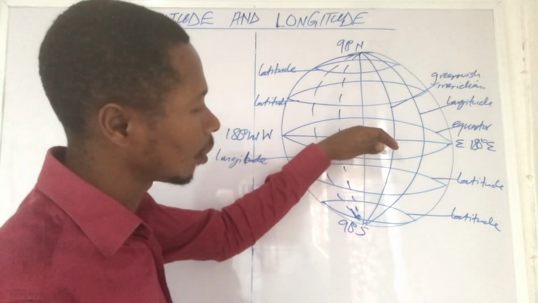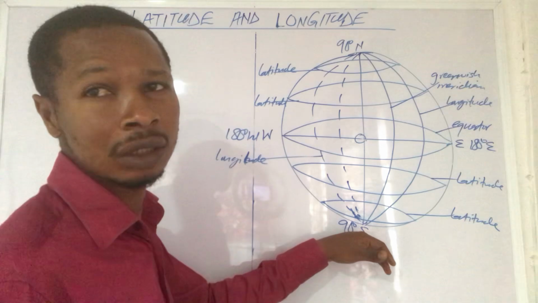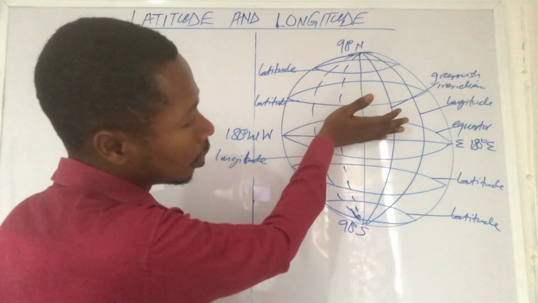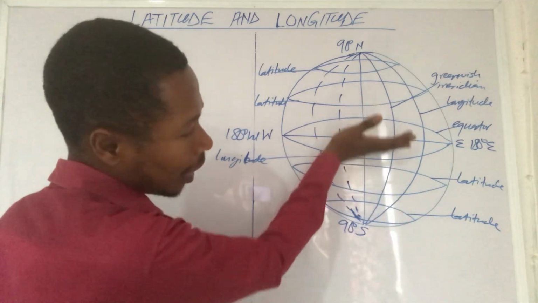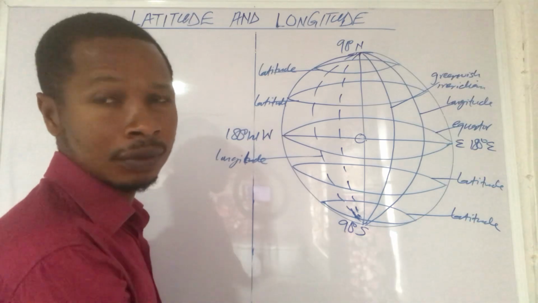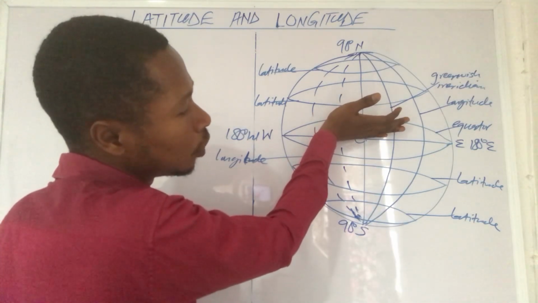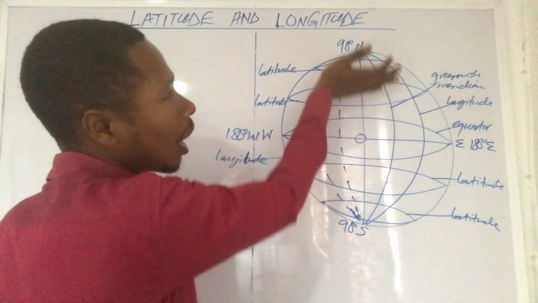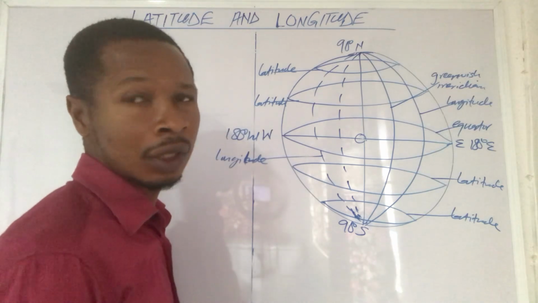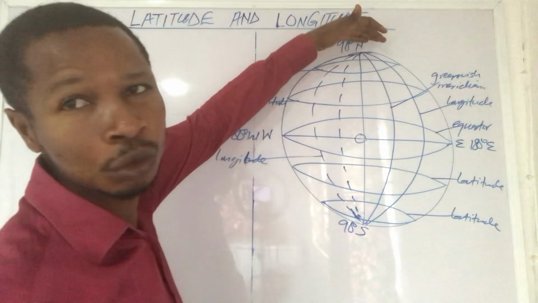So all the lines of latitude down below the equator are referred to as latitude south. All the latitude from below the equator, from this side to this side, are referred to as latitude south. While all the latitude from the equator and above it are referred to as latitude north.